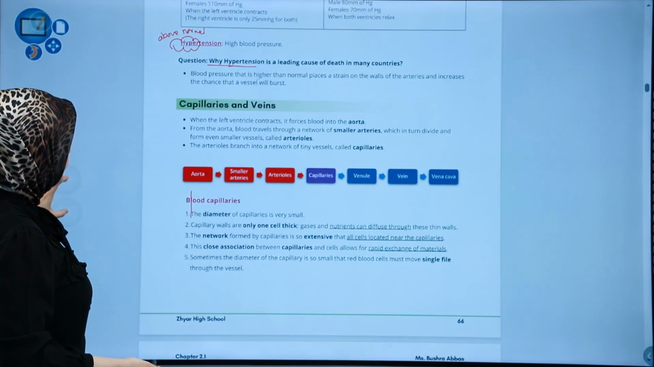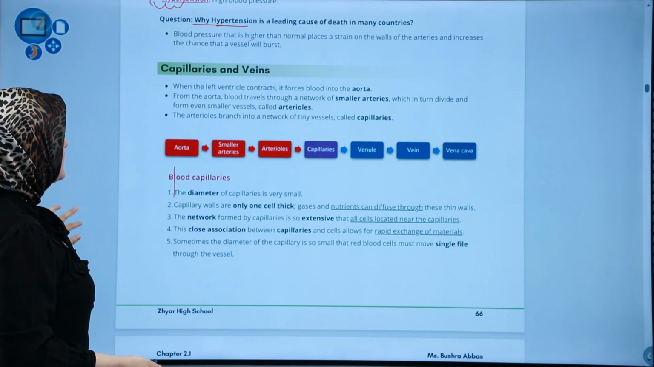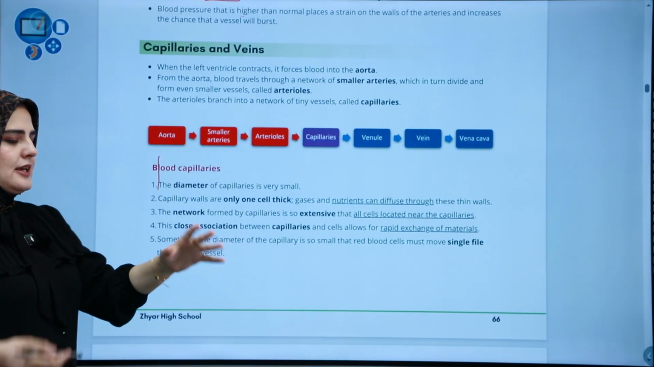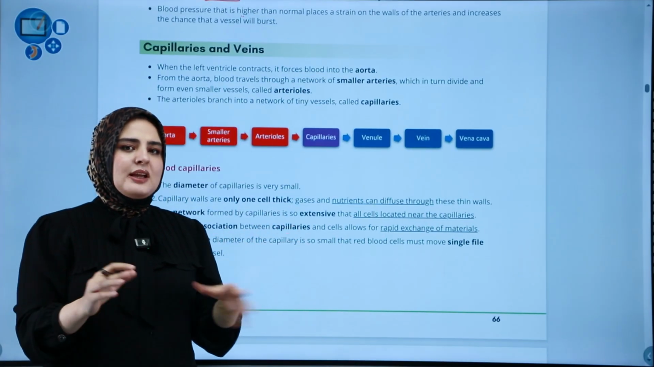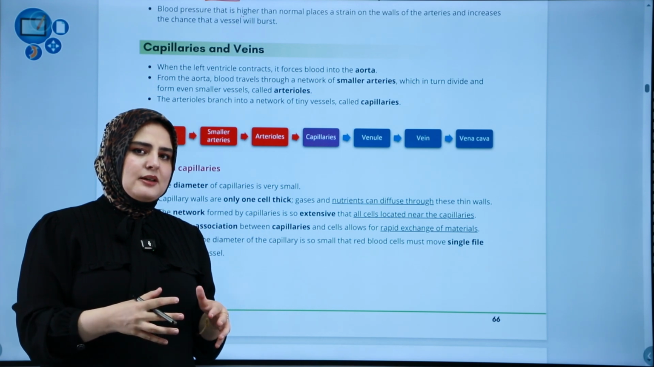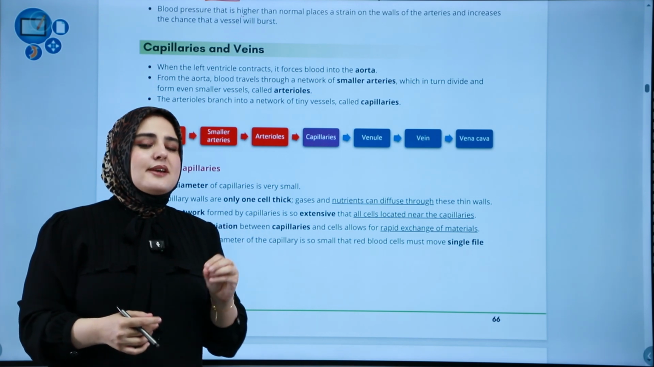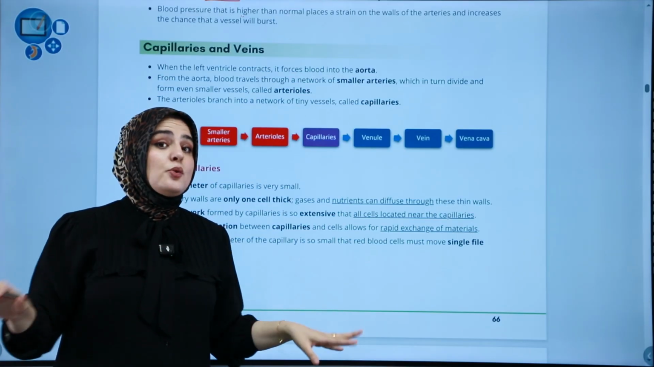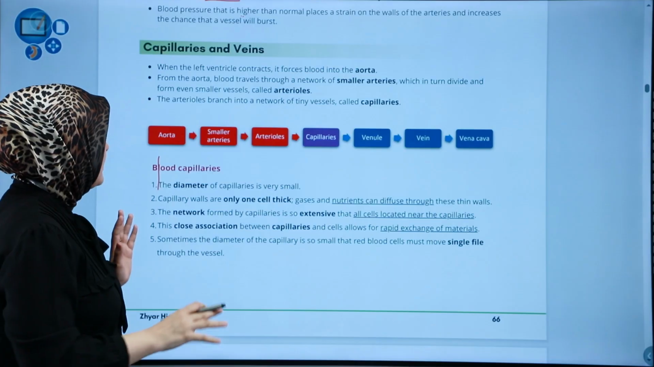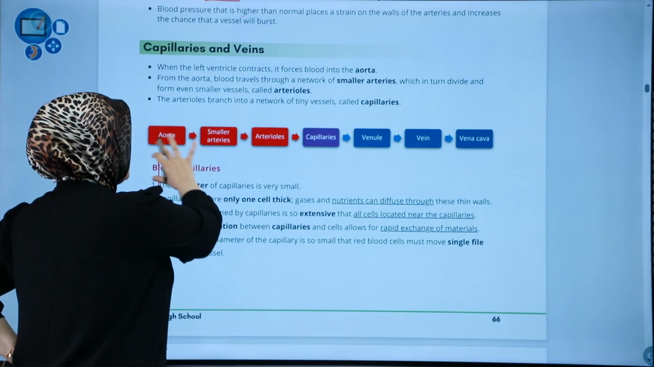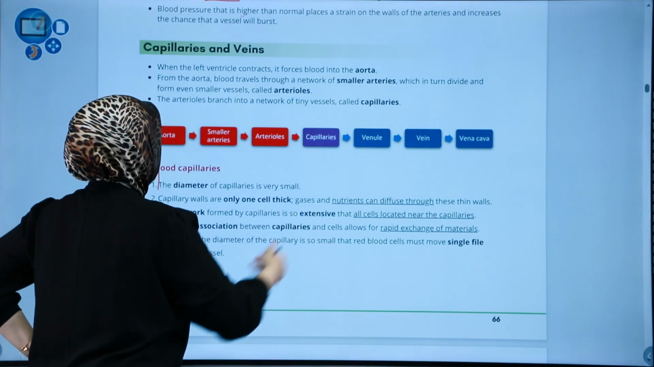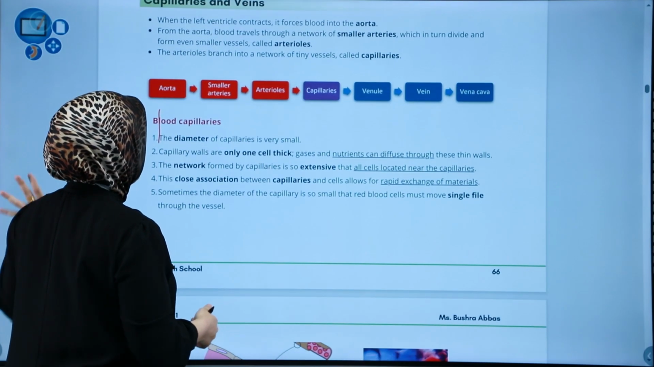Okay, let's see. Capillaries and veins. See, the transition from artery is not immediately to vein. There's a capillary between them. It's like a transitional path. Here is where all exchange happens. Arteries and veins have thick walls, so no exchange of gases and nutrients happens there. Okay, we studied this: aorta, smaller arteries, and arterioles, and then capillary. We studied that. Let's learn about capillaries.